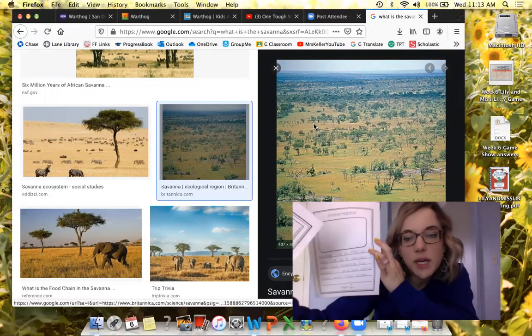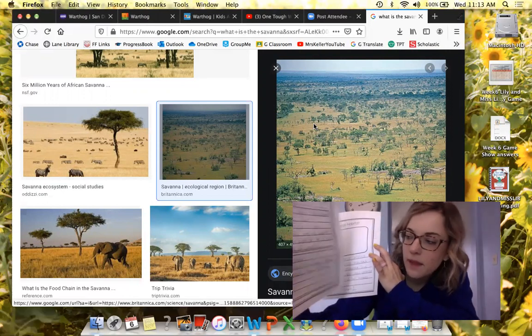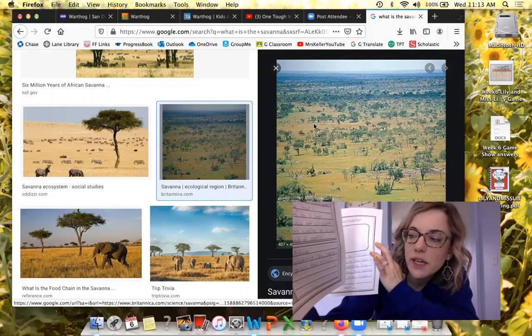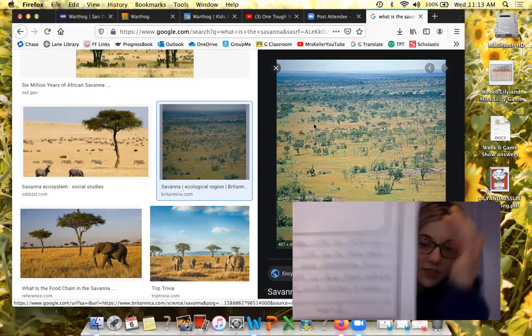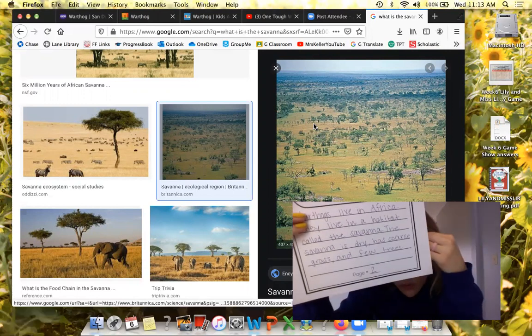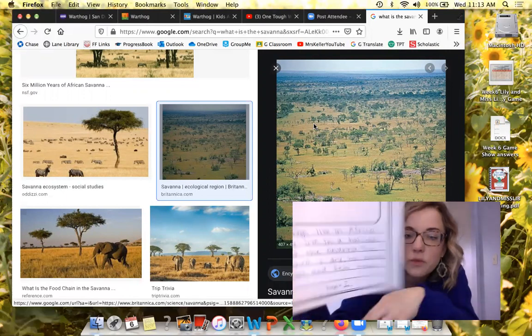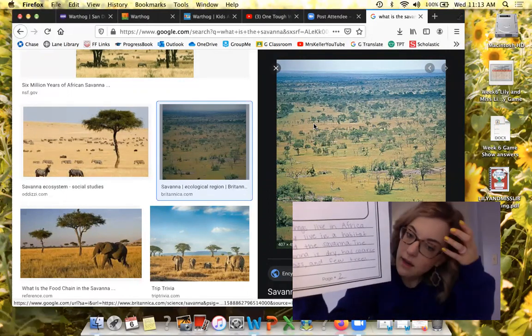Now let's talk about what details make the savannah. I have here that it's dry, it has coarse grass and few trees. So I just wrote that in paragraph form. The savannah is dry, has coarse grass, and few trees. And there, I've met my 3-sentence guidelines.